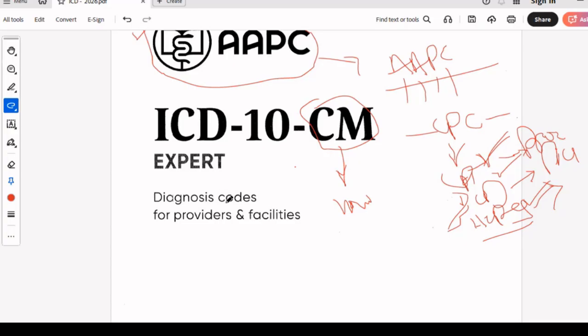We do have ICD-11-CM also available, but ICD-11 is called AI coding. What is that? AI coding. Right now it is not in use. That is one thing we have to remember. Right now we are using only ICD-10-CM, which is the 10th version of ICD-10-CM, right?